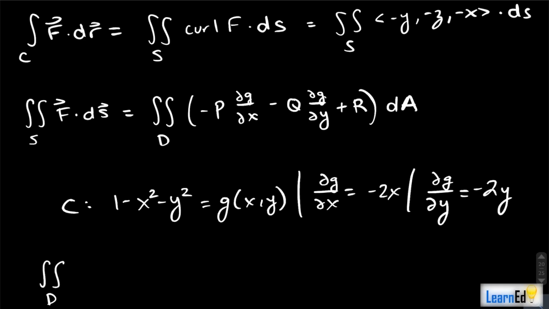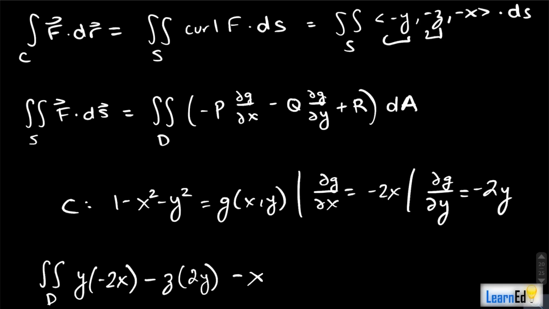Over D, we have negative P, which we know to be y, right? We're getting that right from here. Y times dg dx, which is negative 2x. We have minus Q, but that'll be plus z. And then we have dg dy, which is negative 2y, so actually that'll become a negative again. Okay, and then we have plus R, which is minus x. Okay, and we'll have dA on the end.